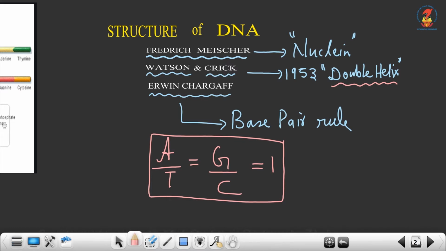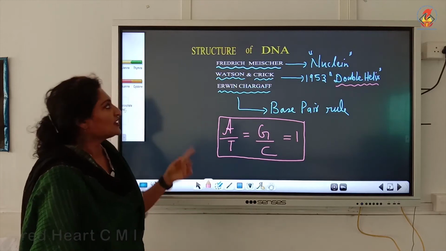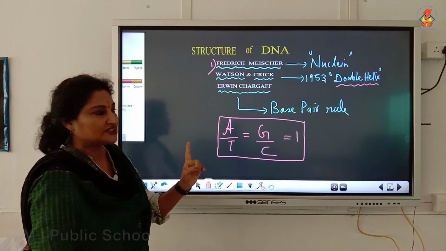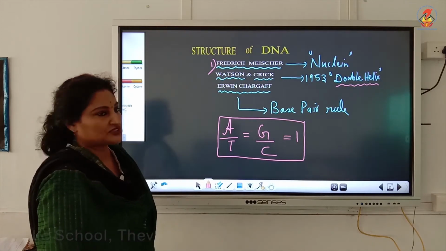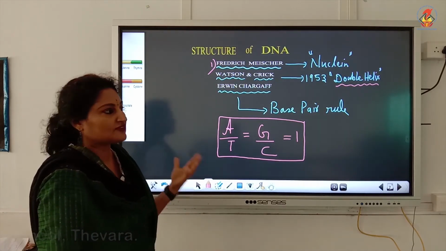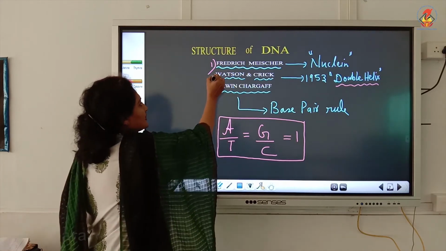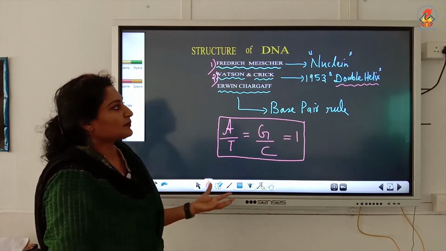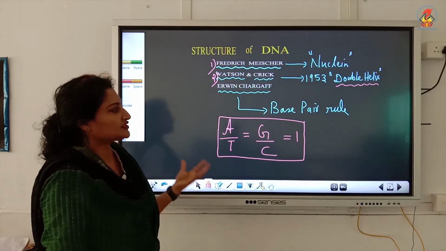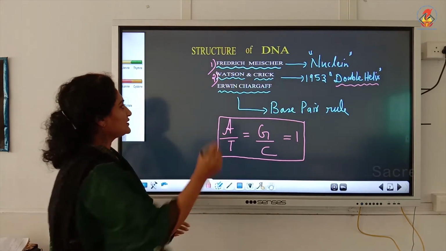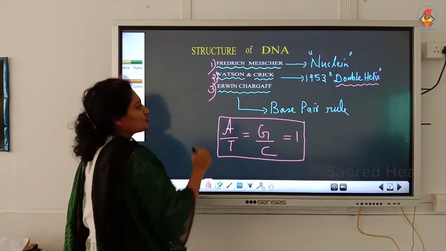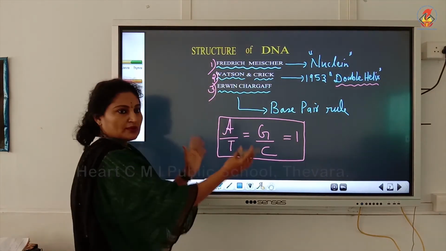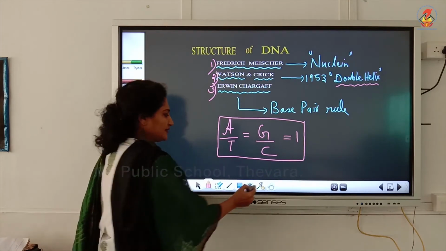Clear? So once again, into the history of DNA: the person who first identified DNA but could not isolate it was Frederick Miescher. He named it nuclein because it was found in the nucleus. Then we have two scientists, Watson and Crick. They proposed the double helix structure which is now widely accepted. And Erwin Chargaff's contribution to the field of genetics is the base pair rule. So that's all about the history of DNA.